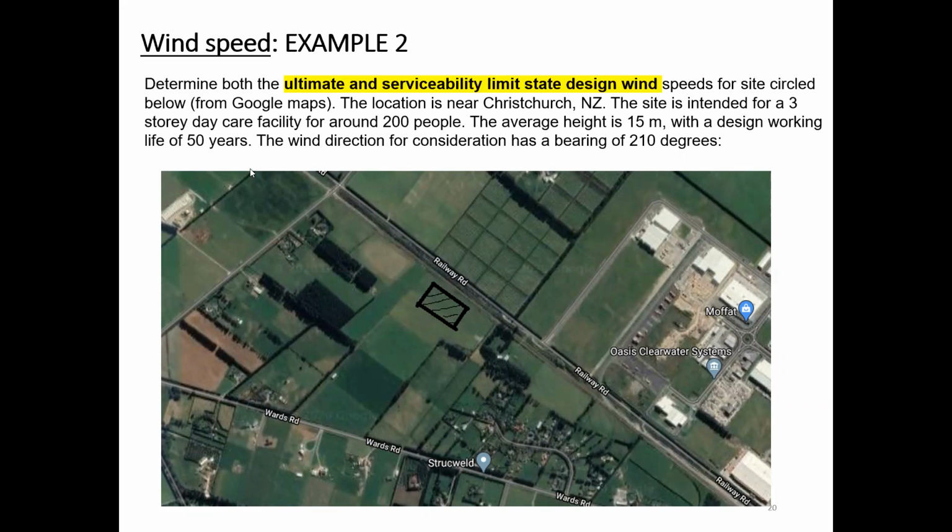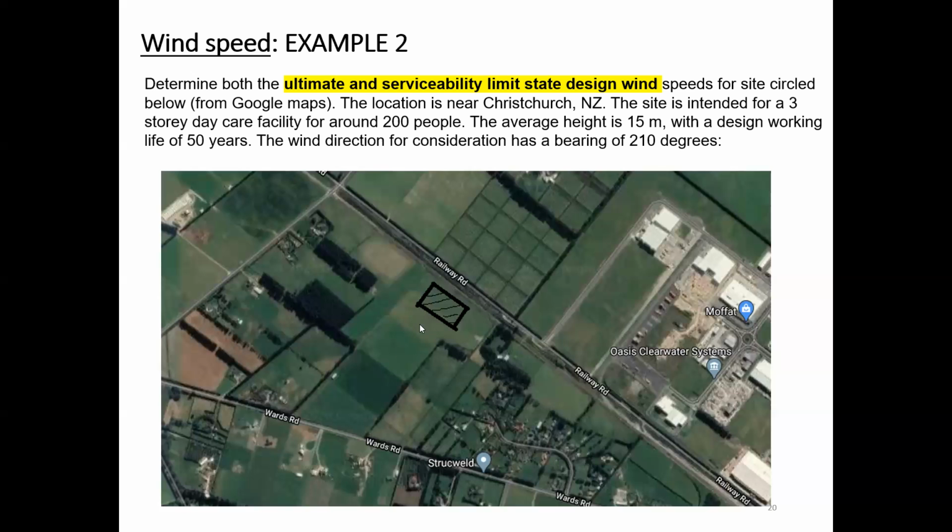Hey guys, let's have a look at this problem. In this problem, we need to determine both the ultimate and serviceability limit state design wind speeds for this site here. The location is near Christchurch, New Zealand. The site is intended for a 3-story daycare facility for around 200 people. The average height is 15 meters with a design working life of 50 years. The wind speed for consideration has a bearing of 210 degrees.